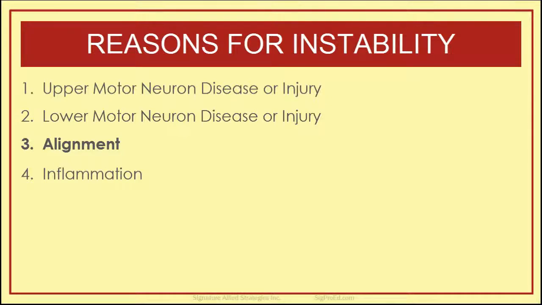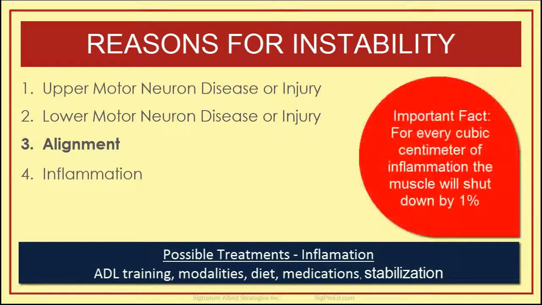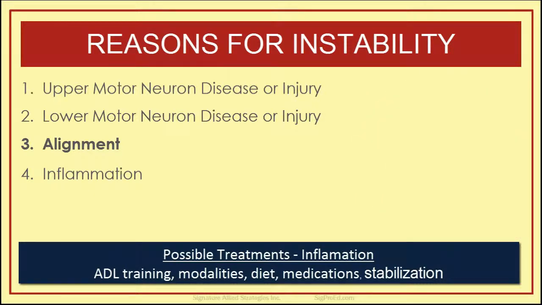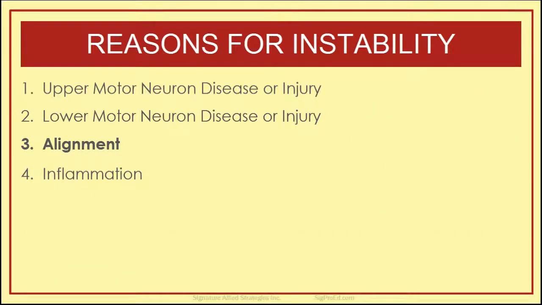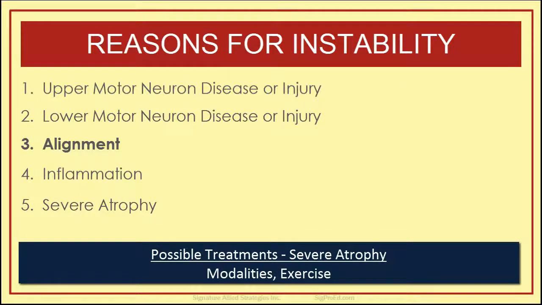It could be inflammation. For every cubic centimeter of inflammation, a muscle shuts down by 1%. If it is in the joint, the inflammation will cause instability of the core muscles, as the core muscles are closest to the joint itself. Or lastly, severe atrophy.